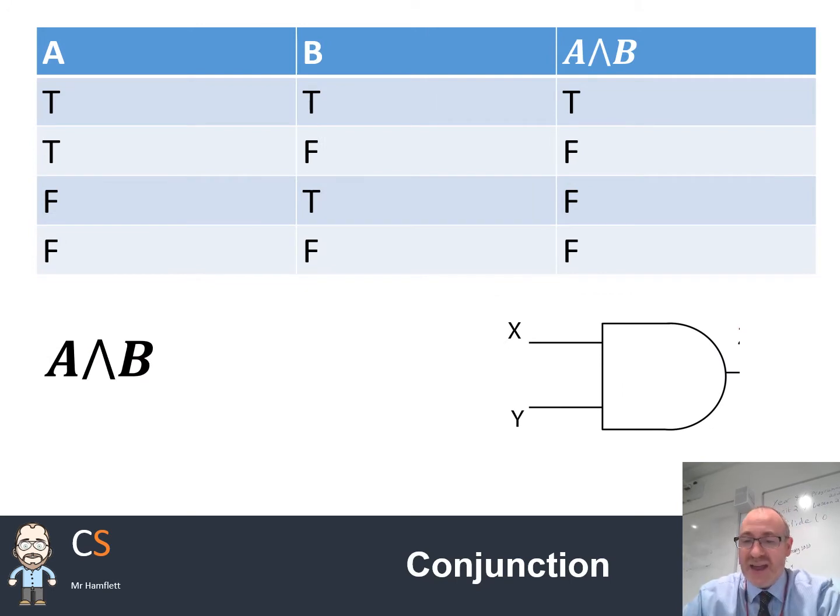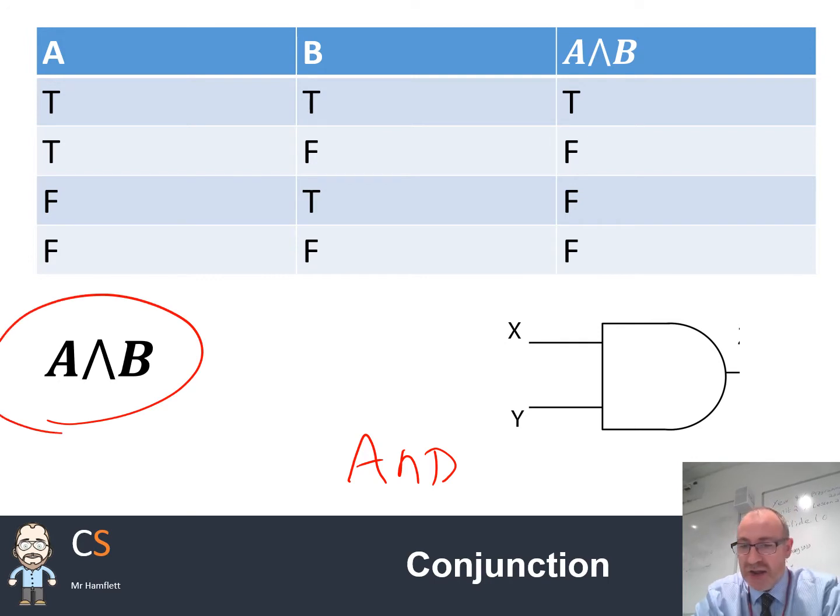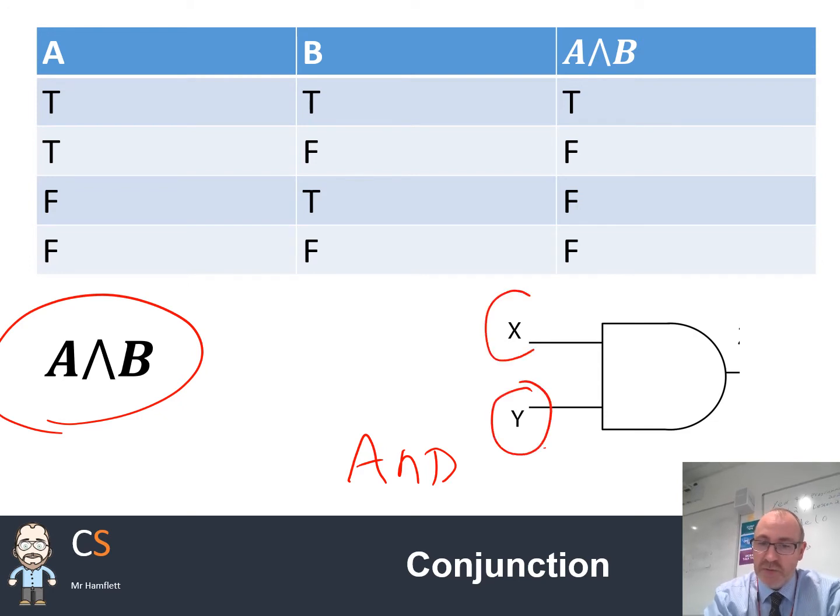Then we have and, or conjunction is its formal name. You don't have to worry about that for the exam though. And is the key one. So this is and. It uses this symbol here to show and, and that is kind of an upside down V. And then you have this symbol. So and will always have two inputs, okay? So that's why we have two inputs on the logic diagram, but always one output.